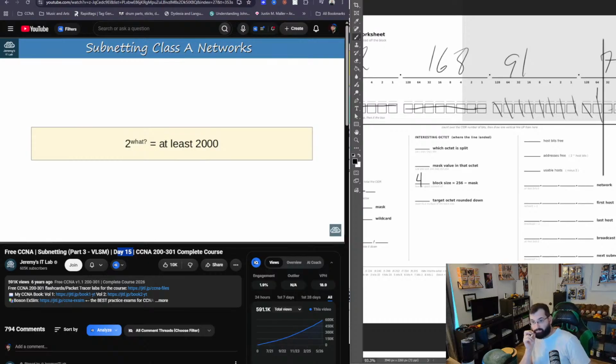Remember, each bit you borrow doubles the number of subnets you can make. 2, 4, 8, 16, 32, 64, 128, 256, 512, 1024, 2048. That's 11 borrowed bits. So the answer is 2 to the power of 11.